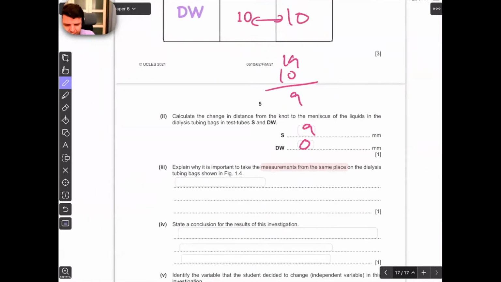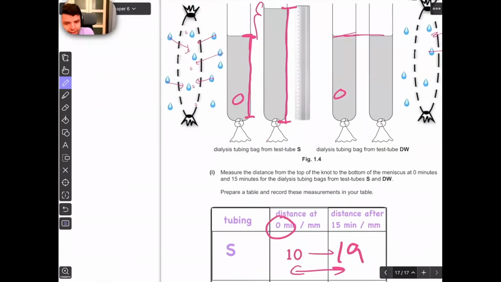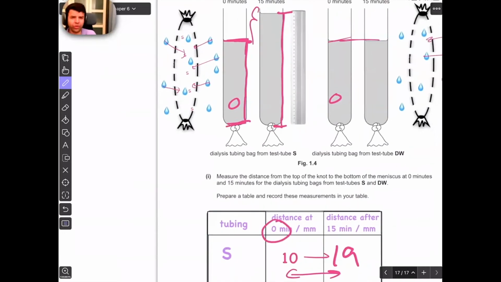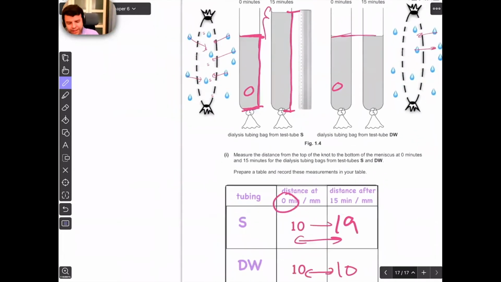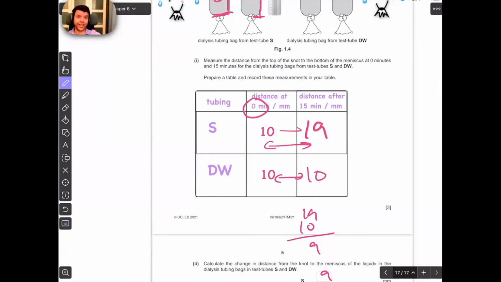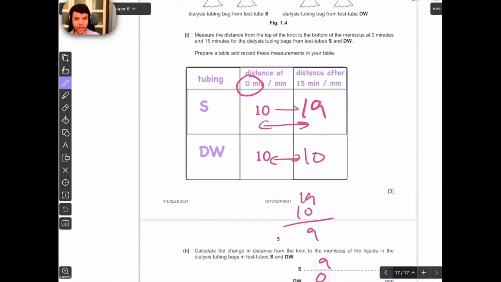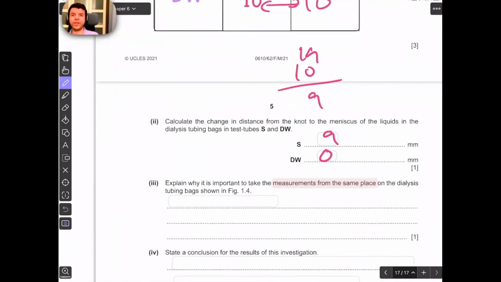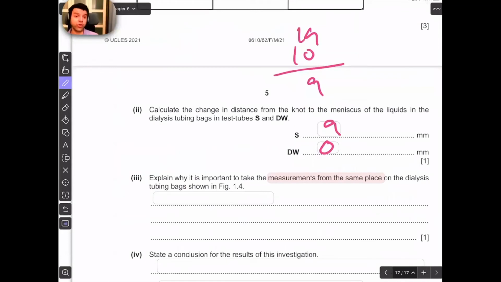Now, explain why it's important to take measurements from the same place. While we are measuring, why should we measure from the same starting point, the end point here, for both bags? Why do we decide to standardize the methods of measurements? This is very important in science. When I have two sets, I have to do a standard way of measurements, because I want to make these results comparable. I want to have a fair comparison between those two results, all right?